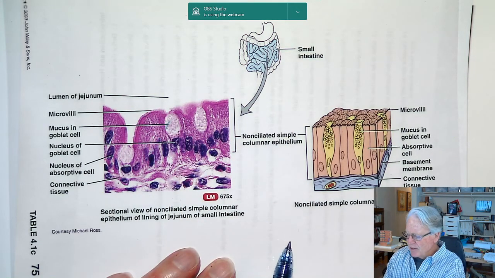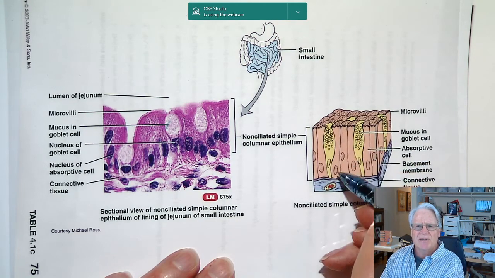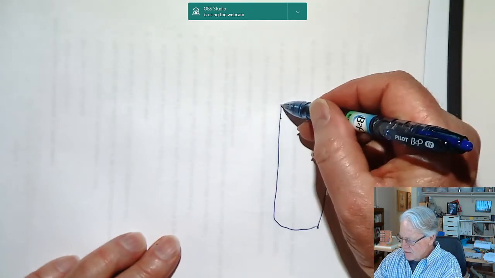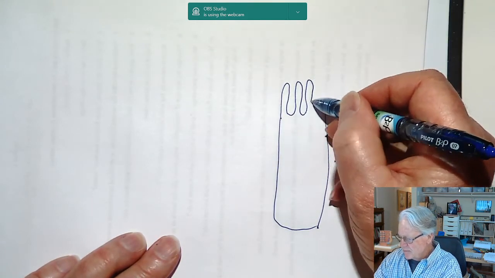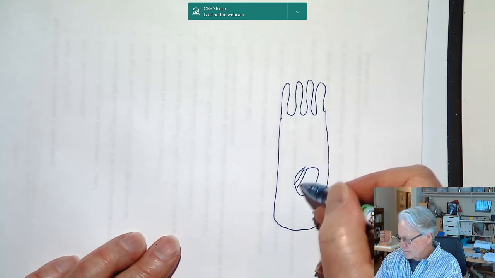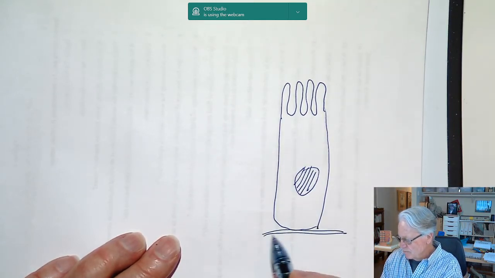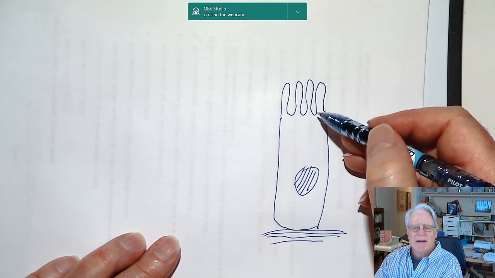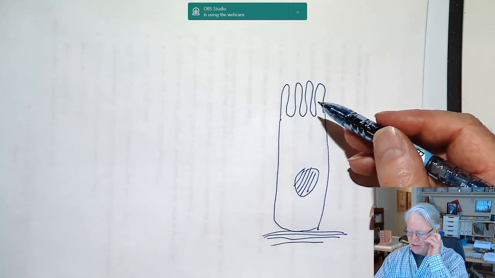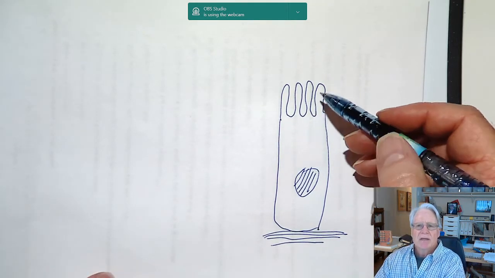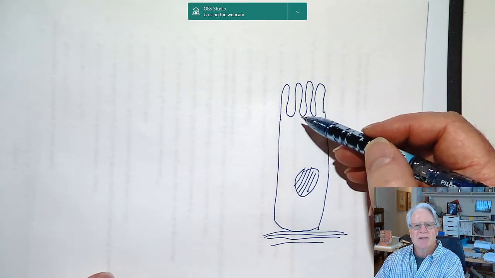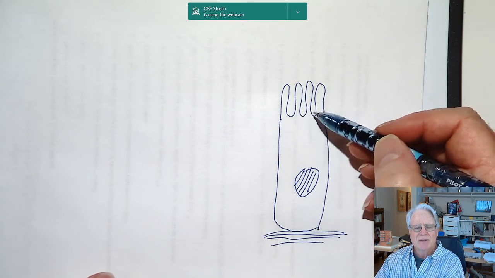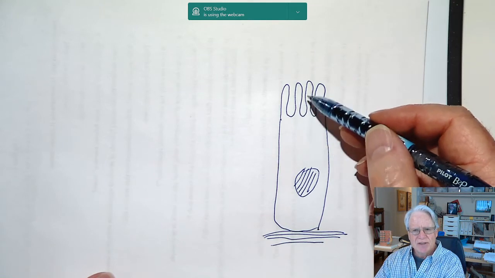And these are little finger-like extensions of the cell. So if I took one of these cells and I blew it up so you could see it in a drawing, what you would see is this. They look like little fingers sticking out the top of that cell. And here's my basement membrane. These are the microvilli, little finger-like extensions of the membrane. And remember in the last lecture, we talked about the cytoskeleton and the microfilaments, intermediate filaments that were making up the skeleton. These shapes are maintained by those filaments. So we'll come back to that.